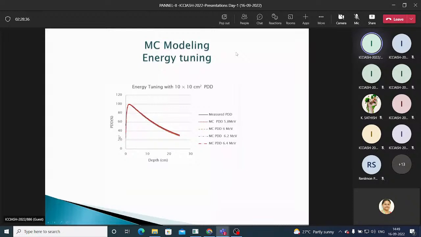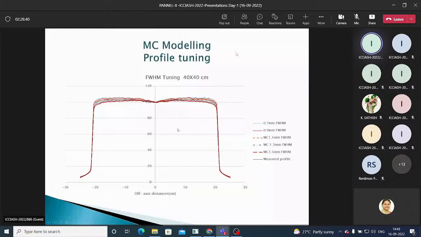This is the tuning curve, and also the beam profile. That means when a detector is moving across the radiation field, what the radiation profile looks like with the dose deposition. Dose deposition simply means the energy deposition. We adjust the FWHM, the full width at half maximum, of the electron beam hitting the tungsten target to match the measured value. These are the two primary procedures that we do as tuning of the model.